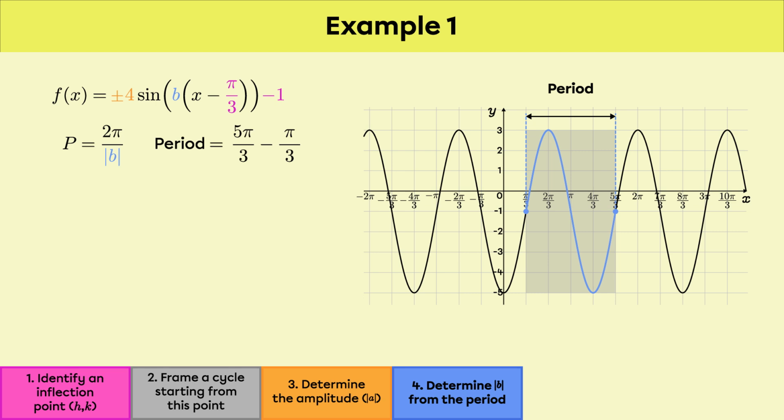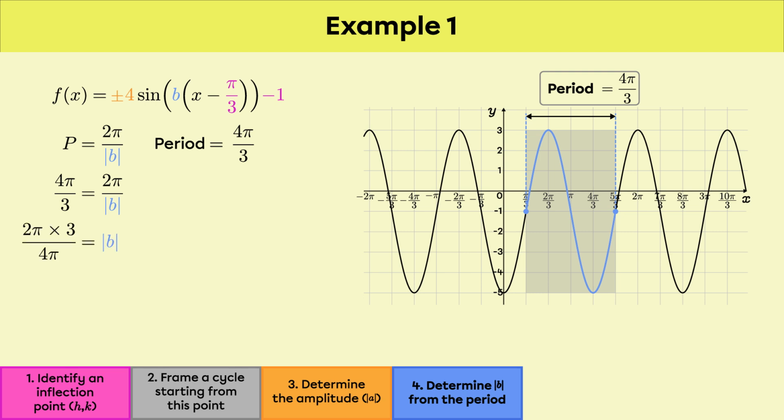Here's a trick. When subtracting fractions with pi values, subtract the fractions in the usual way. In other words, 5/3 minus 1/3. The answer is 4/3. Must include pi. This gives 4π/3. Now replace P with 4π/3 and cross-multiply to find the absolute value of b.